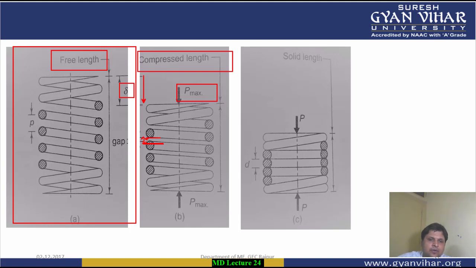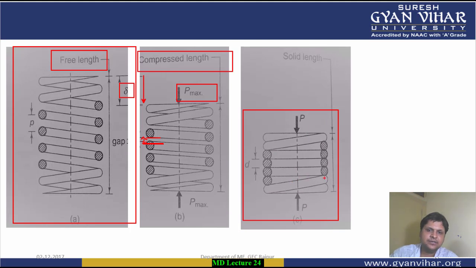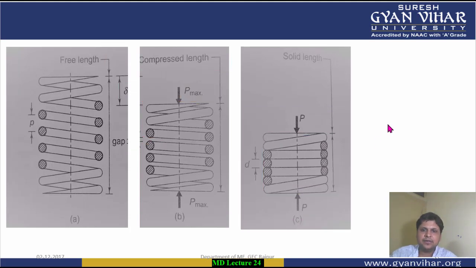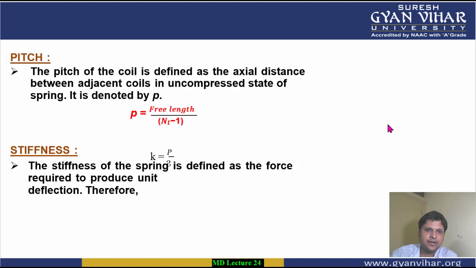So in order to calculate the total axial gap, we multiply this gap with Nt minus 1, the number of turns minus 1. All right. And the third length is the solid length, when the spring is loaded to an extent that the adjacent coils touch each other. Then we get the solid length of the coil. So these are the three types of length which are used in the case of a helical spring.